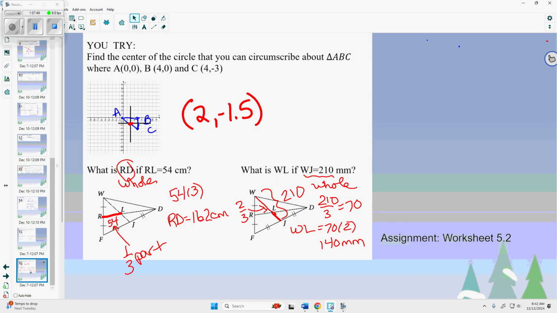Your homework is worksheet 5-2. Remember that you have to decide on those last 2. What's the 1/3? What's the 2/3? Vertex to the centroid. The one that hits the corner to the centroid, that's always the 2/3 part. Centroid to a side is the 1/3 part.